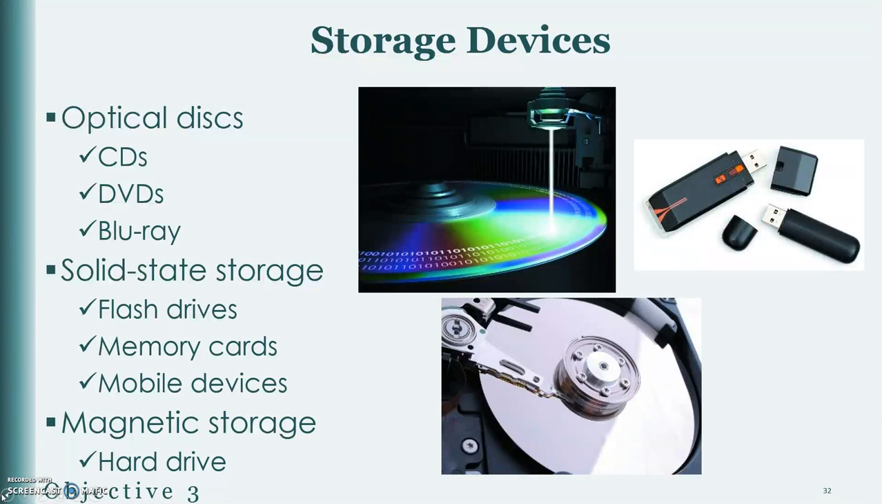So hard drives. This is the magnetic storage category. Hard drives actually store data magnetically on metal or specially coated materials. So here you can see here's a disk. There's your laser writing data to that disk. Here is a solid state storage, so a flash drive.